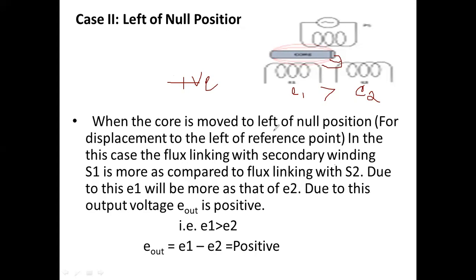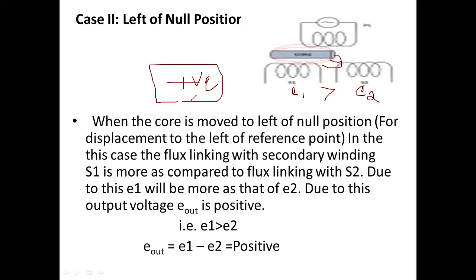When the core is moved to the left of the null position, for displacement to the left of the reference point, the flux linking with the secondary winding S1 is more as compared to S2. So due to this, E1 will be more than E2, and the output voltage is positive.